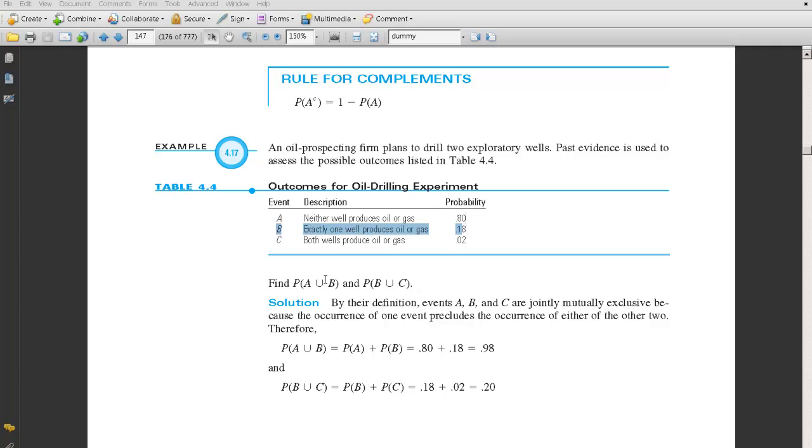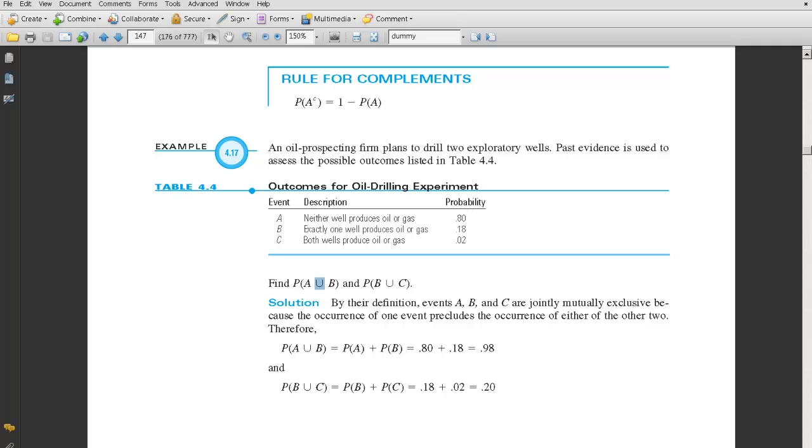So now they say find the probability of A union B. First of all, what does A union B mean? It means that neither well produces any gas or exactly 1 of them. So they want you to find the probability of that. So remember that union is expressed in English with the word or, O-R. And then the probability of B union C means B or C. So that's this or this. Okay? So they want us to find the probability of A union B and the probability of B union C.